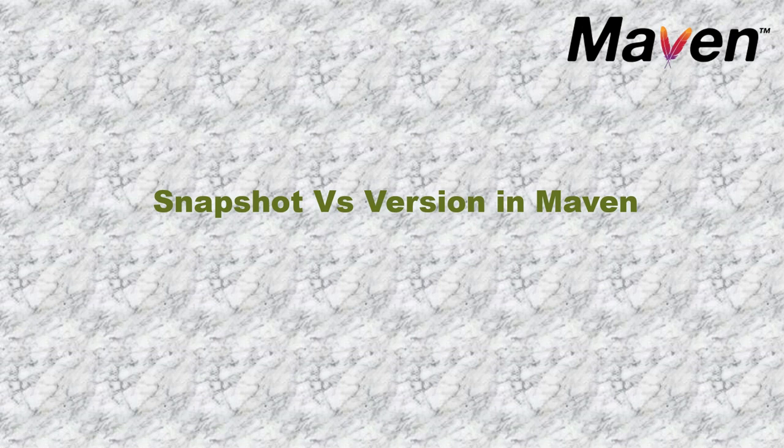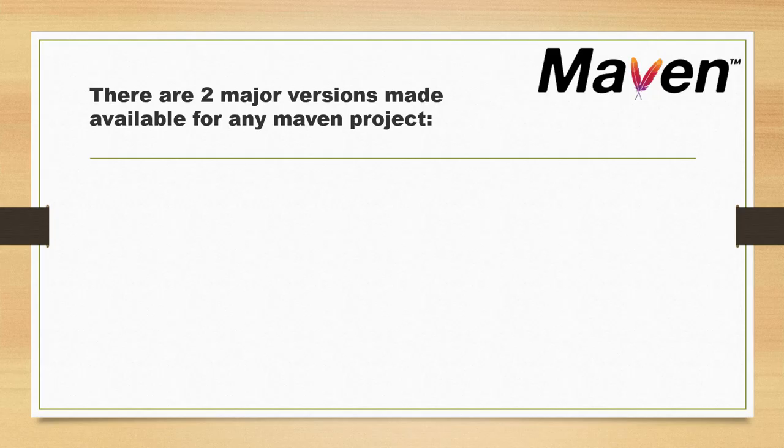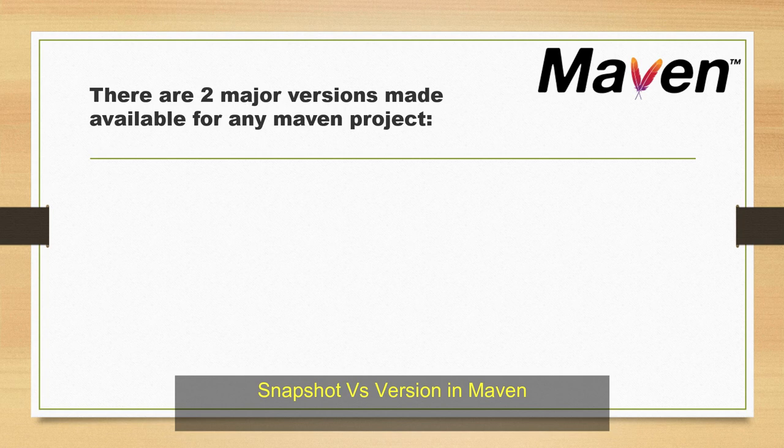Java tutorials. In this video tutorial, we'll talk about snapshot versus version in Maven. So we'll try to understand what snapshot and version are in a Maven project. So let's start. Basically, there are two major versions made available for any Maven project.